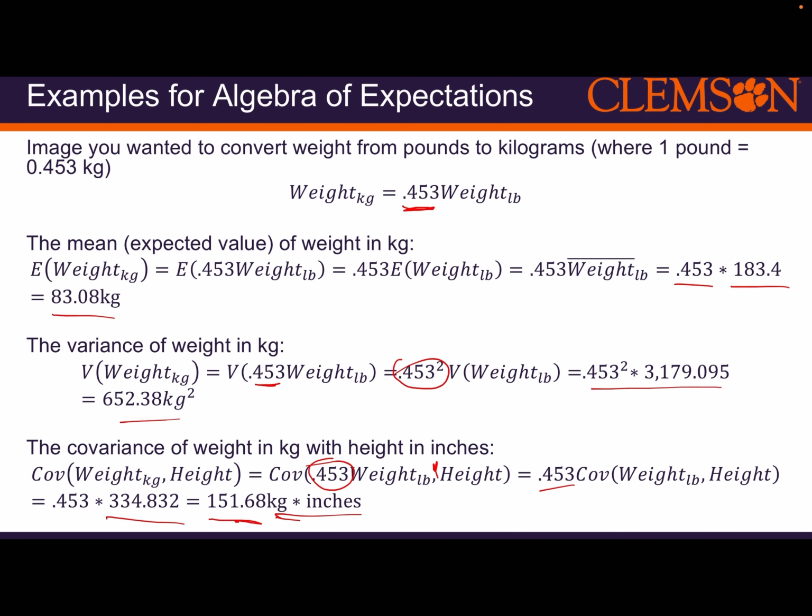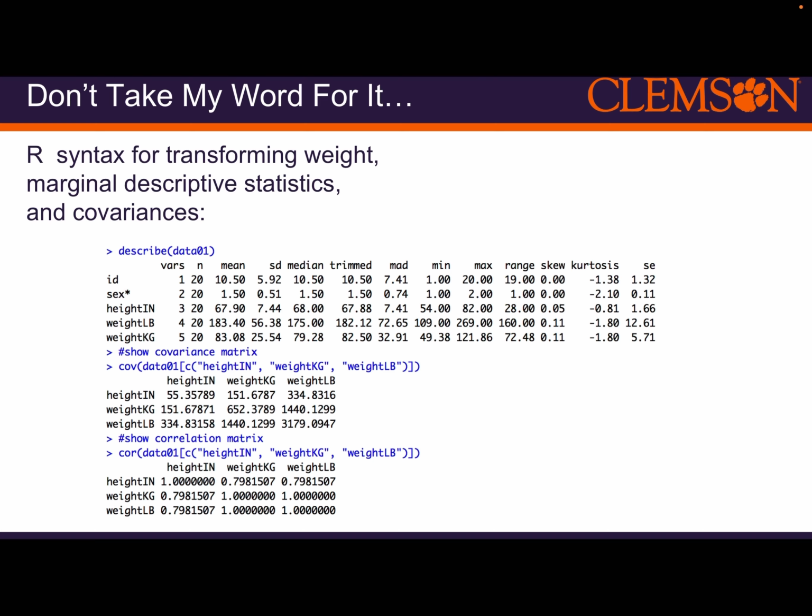And that's why covariance doesn't get used a lot, because it has units attached. But don't take my word for it. We can do this in R too, and you can see all of this works out the same. Here I have my data. Right here, I had the height in inches, the weight in pounds, and the weight in kilograms.